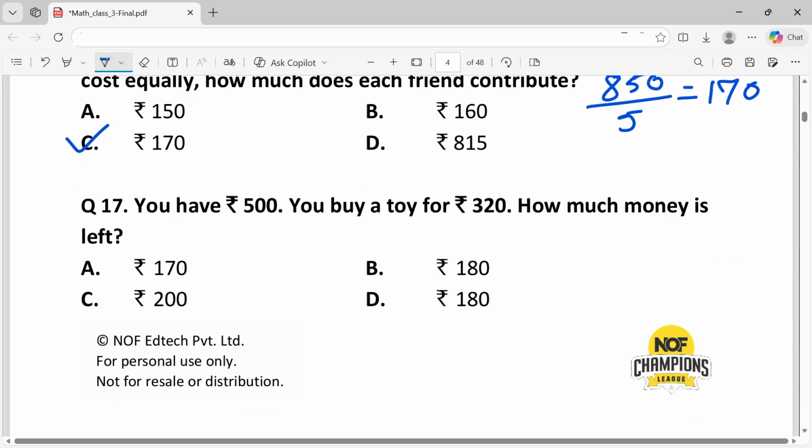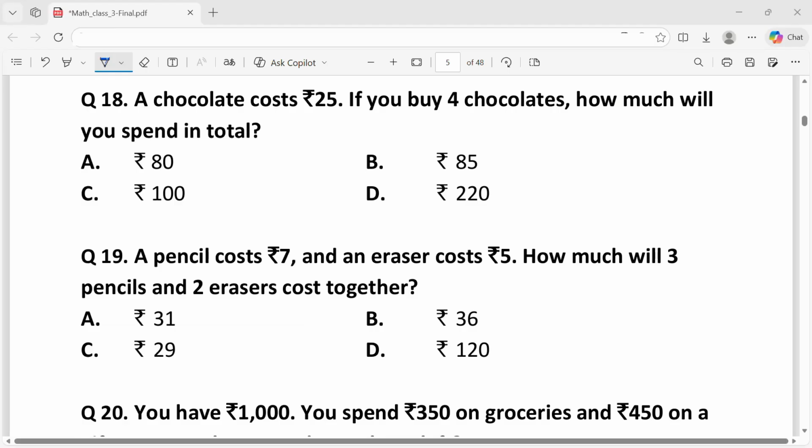Question 17. You have rupees 500. You buy items worth a total of rupees 320. How much money is left? So the money left is the total amount you have, that is 500, minus the money spent, that is 320, which is equal to 180. Question 18. A chocolate costs rupees 25. If you buy 4 chocolates, how much will you spend in total? So the total amount spent is the number of chocolates into the cost of each chocolate, that is 4 into 25, which is equal to 100. So the answer is C, rupees 100.